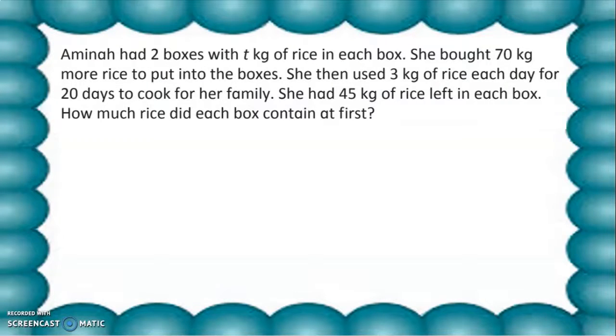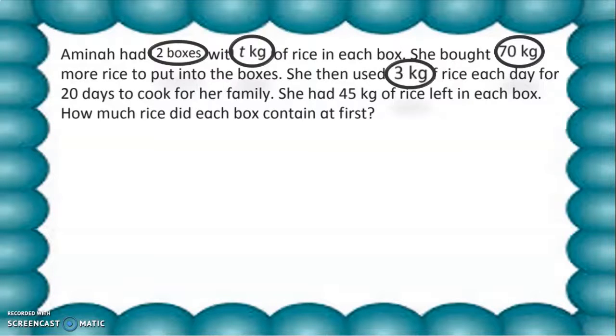Amina had 2 boxes with 3 kilograms of rice in each box. She bought 70 kilograms more rice to put into the boxes. She then used 3 kilograms of rice each day for 20 days to cook for her family. She had 45 kilograms of rice left in each box. How much rice did each box contain at first? So, let's have the important information: 2 boxes, 3 kilograms, 70 kilograms, 3 kilograms, 20 days, and 45 kilograms.